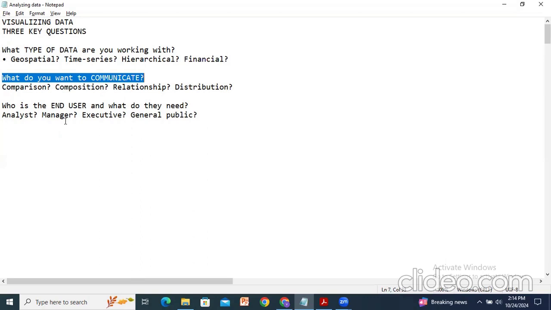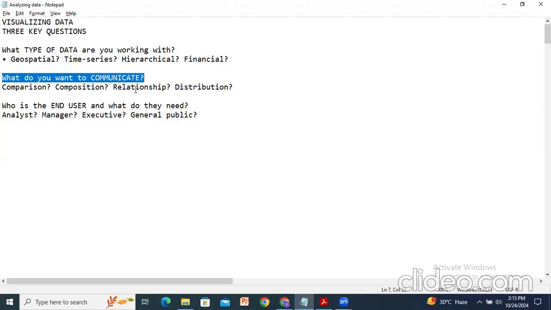Comparison means comparing values, for example sales per product. We'll use bar charts or line charts for time-based comparisons. Composition shows how parts make up a whole, for example sales contributions, using stacked bar charts or pie charts. Relationship shows how things are related, for example age versus purchase amount, using a scatter plot or bubble chart.